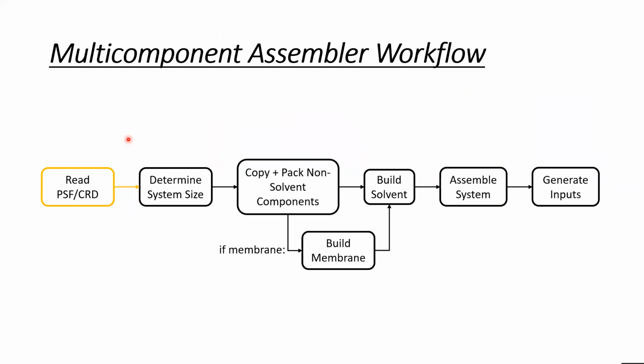Okay, so the steps that this program is using: we first read the PSF, which is the structure, and the CRD, which is the coordinates. Structure just means a list of the connectivity of all of your atoms. It's just a definition of your molecules. And you read the coordinates, but only for one copy of each molecule. And then you determine how big everything should be. And then the multi-component assembler takes that information and comes up with a packing that is collision-free. And if you have a membrane and you need to build it, then we will build the membrane for you. And then if you have solvent, then we will build that. And then we will combine all three of these things, which were built separately, into one system and generate the simulation input parameters that you can use to run your simulation.